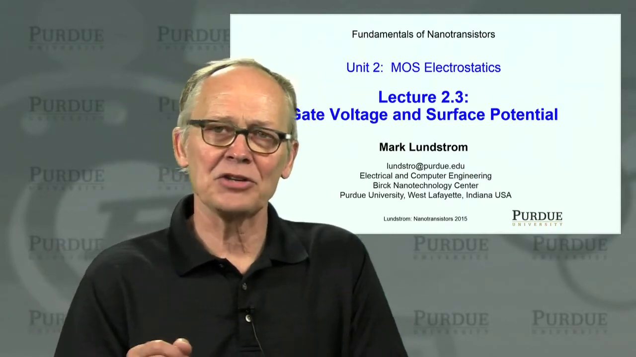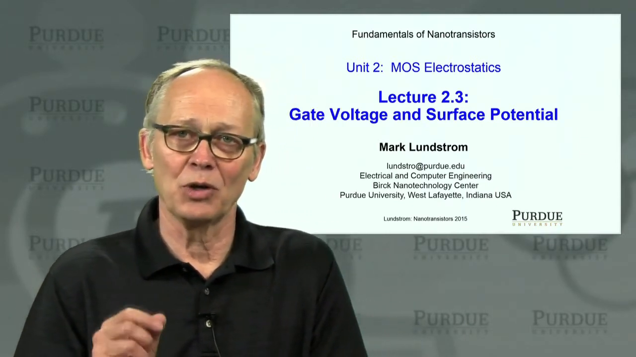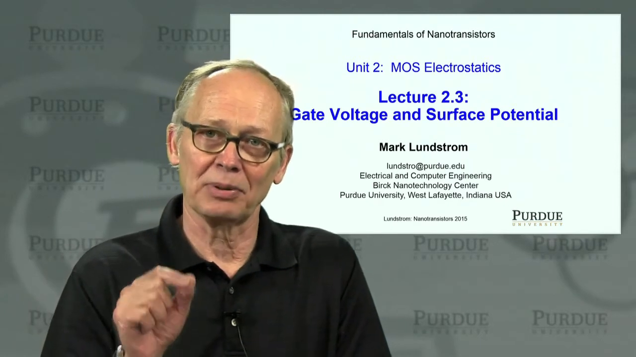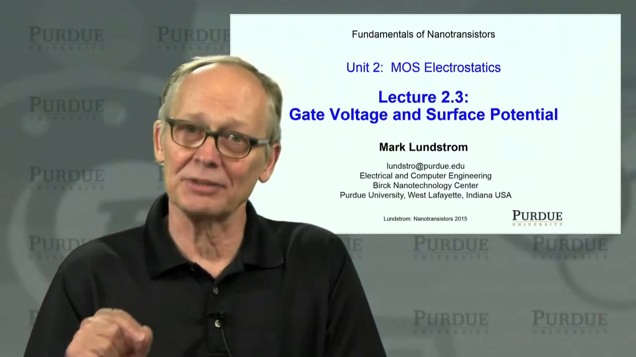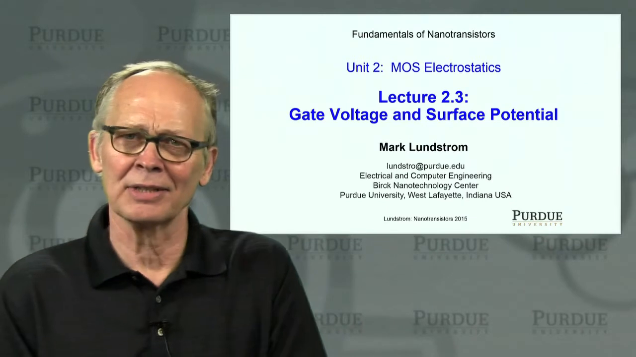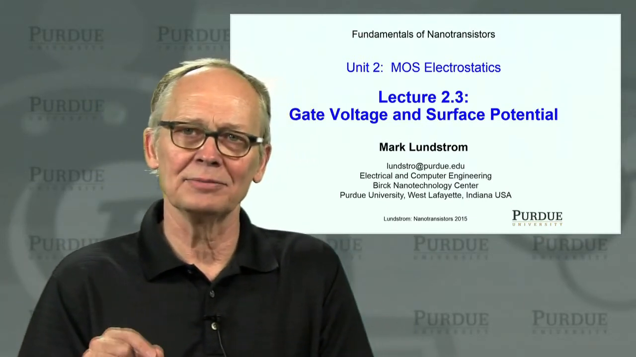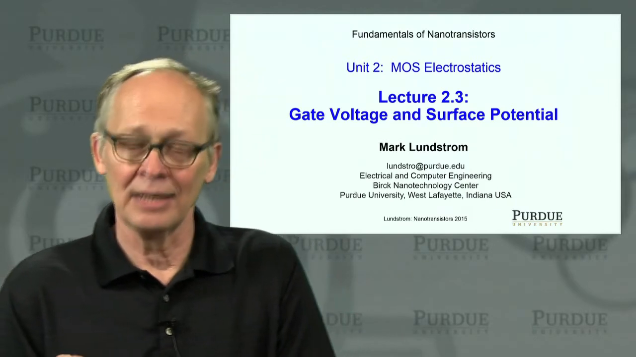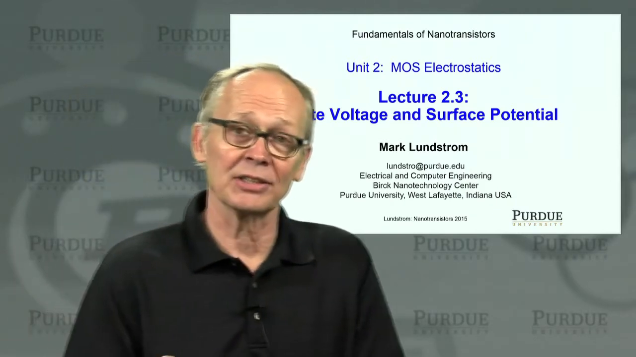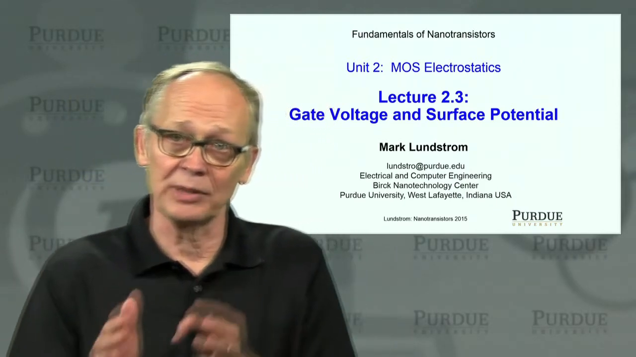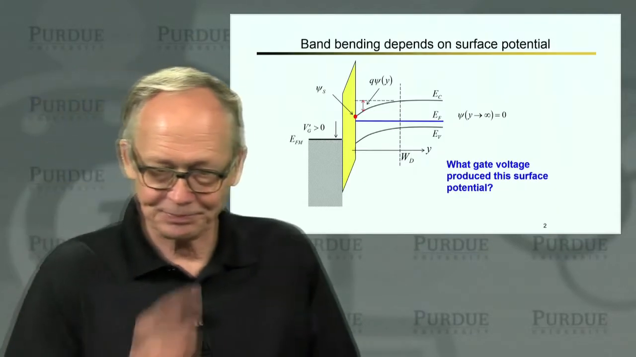But in an actual device or experiment, we're able to control or apply voltages to the gate, not directly to the surface of the semiconductor. So we can only affect that surface potential indirectly by the voltage that we apply to the gate. What we need to talk about in this lecture is how that gate voltage is related to the surface potential.